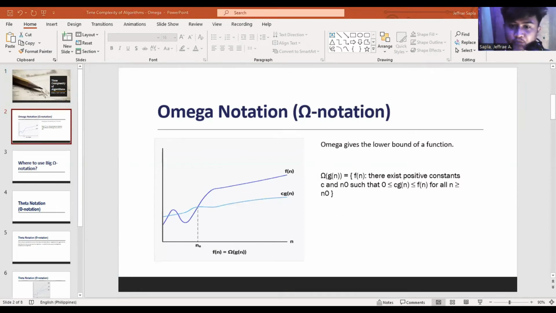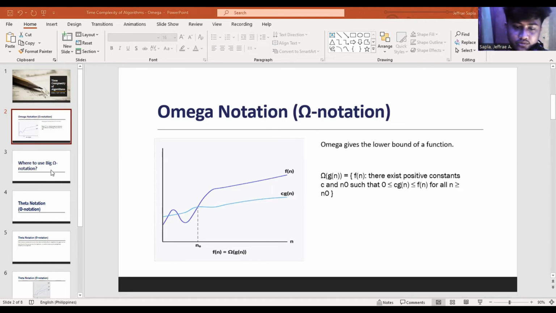So, omega gives the lower bound of a function. This figure can be described as a function f of n belongs to the set of omega g of n if there exists a positive constant c such that it lies above c g of n for sufficiently large n. For any value of n, the minimum time required by the algorithm is given by the omega g of n.